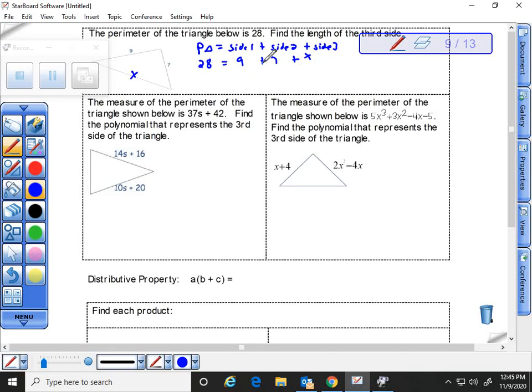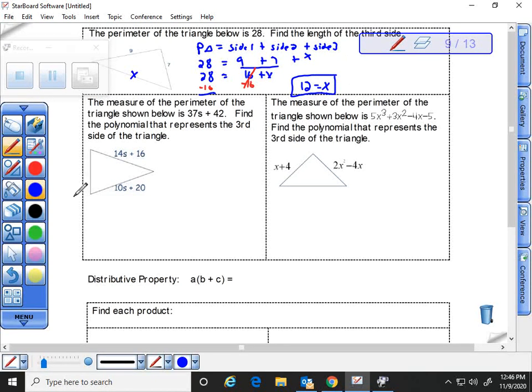So we add these together, so it would be 28 equals 16 plus x, and then subtract 16 to both sides. Now intuitively, you probably could have figured this out without doing it algebraically, but if you looked at the next problem, it's not going to be done intuitively. So the answer is 12 equals x.